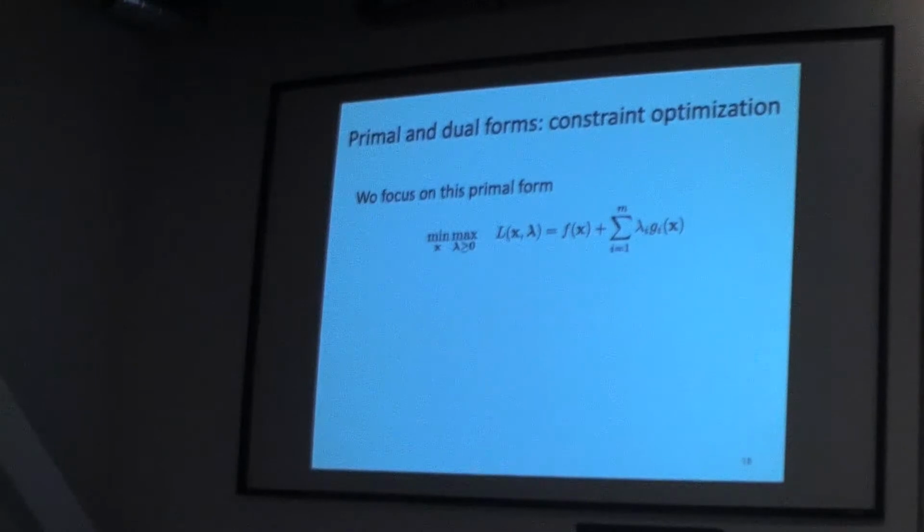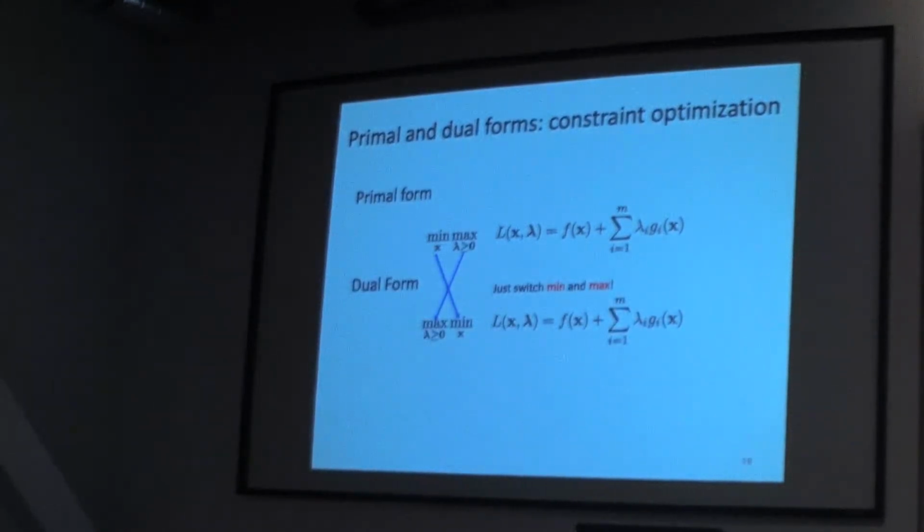Okay, so we focus on this primal form, right? But someone asked, what if we switch the order of min and max? So in the primal form, we do the minimax optimization of the Lagrange function. In the inner level, we do the maximization with respect to non-negative lambda, right? In the outer level, we minimize. This is called the primal form.